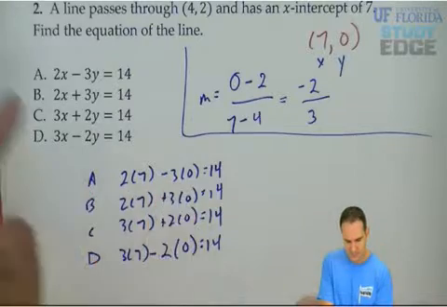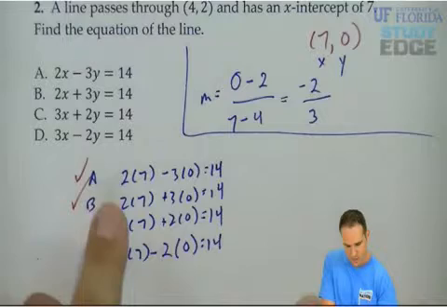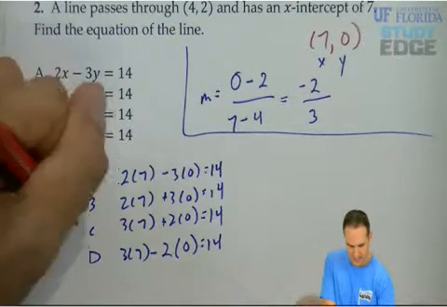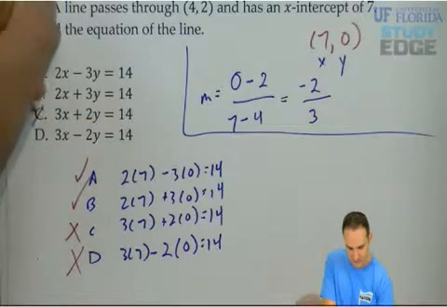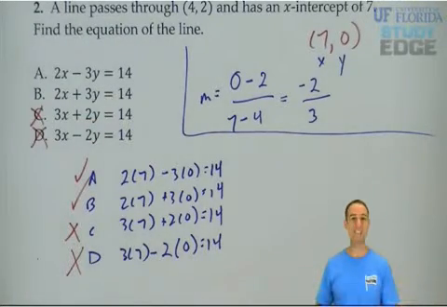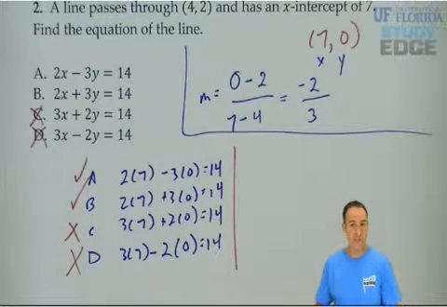That's 14 minus 0, so that one works. 14 plus 0 is 14. 21 plus 0 is not. 21 minus 0 is not 14, so C, you're out. And in this case, we have two choices left. So what do you do with those two choices?